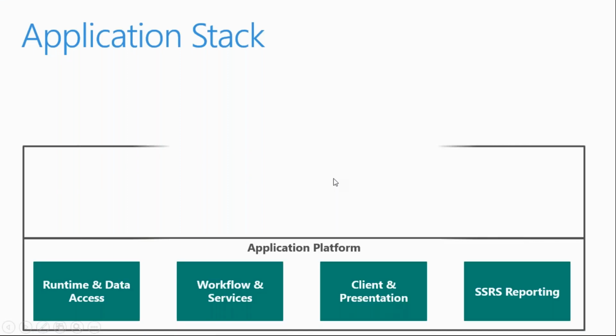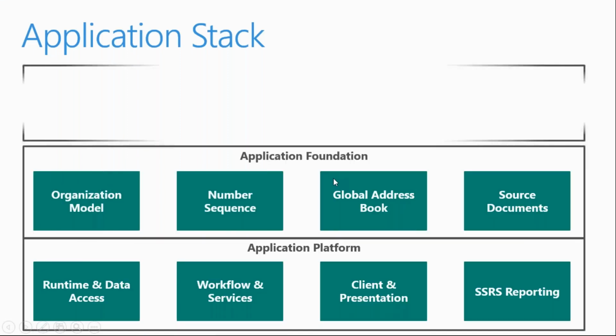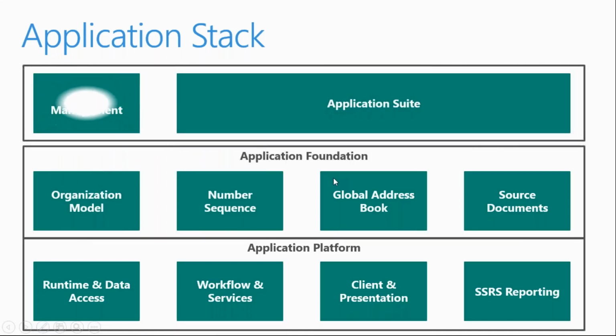Application platform, application foundation, and application suite. These are the most important things, how they categorized it. Previously we had SYS layer codes, CUS layer codes, VAR layer and USR layer codes. So we differentiate what comes from the organization model, number sequence, global address book, source documents. Even a CustTable, SalesTable, we considered as standard tables that are coming into the picture.